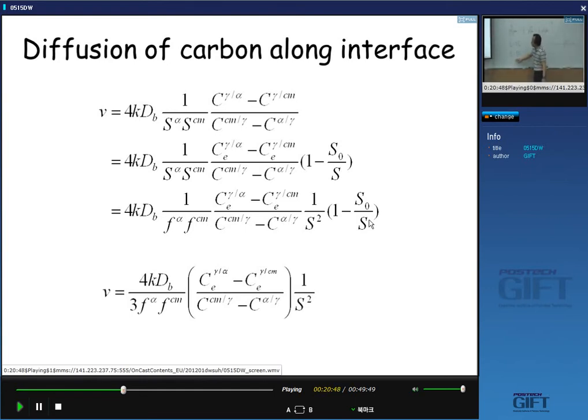To obtain this relationship, just differentiate this part with respect to S, then you will have the critical size of the interlamellar spacing, which gives the maximum velocity. Okay.